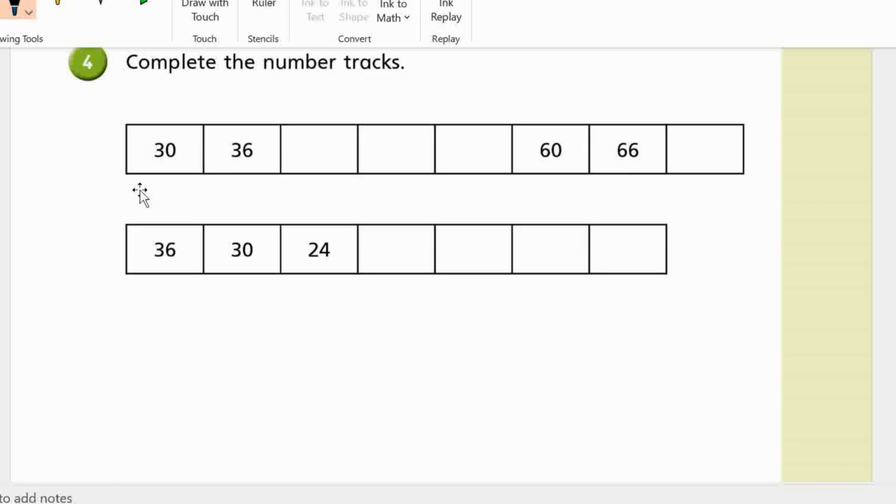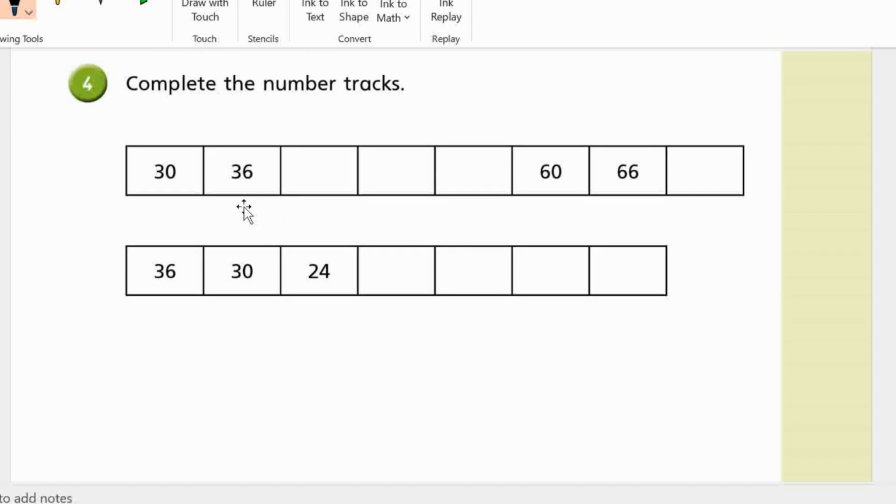Complete the number tracks. Okay, so we've got to put in the missing numbers. So we can guess from here that we're doing the 6 times table also, because that's the topic of today's lesson. So it goes 30, 36. What's next? After 30. Not 40. Yes, 42 is the next one up. After that. Good.